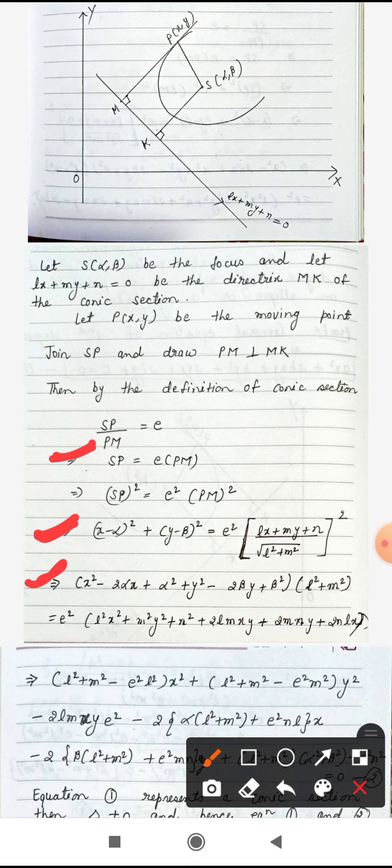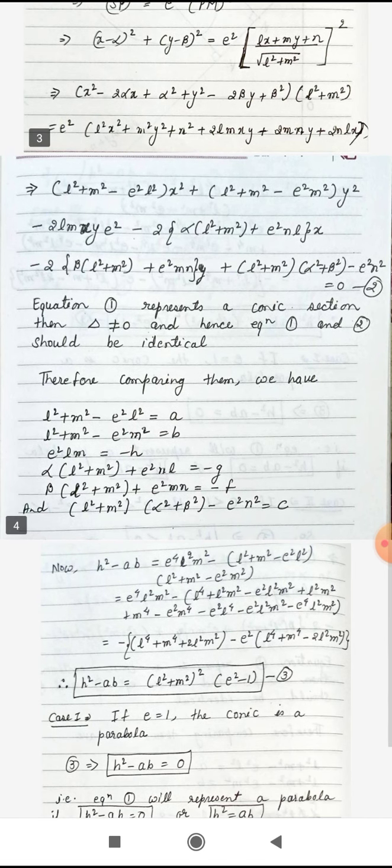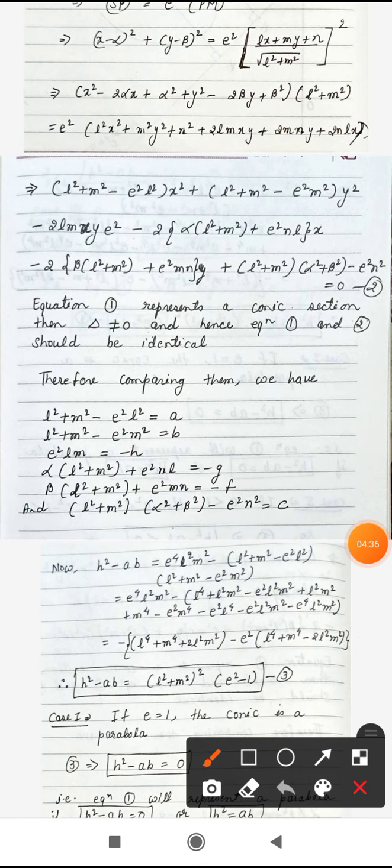Simplifying further by taking common the terms of x square, the terms of y square, the terms of xy, and so on, we will write it as L square plus M square minus e square L square, x square, plus L square plus M square minus e square M square, y square, minus 2LM xy into e square, minus 2 in bracket alpha into L square plus M square plus e square nL bracket close x, minus 2 bracket beta into L square plus M square plus e square Mn bracket close y, plus L square plus M square into alpha square plus beta square minus e square n square equal to 0. Give this as equation 2.